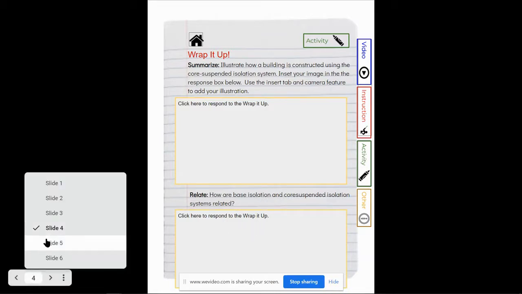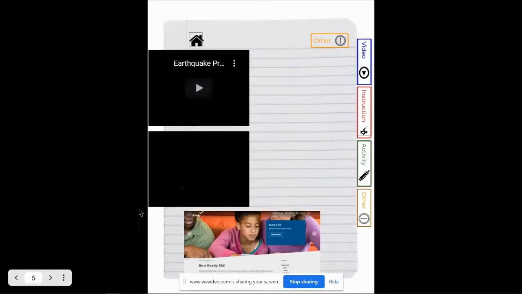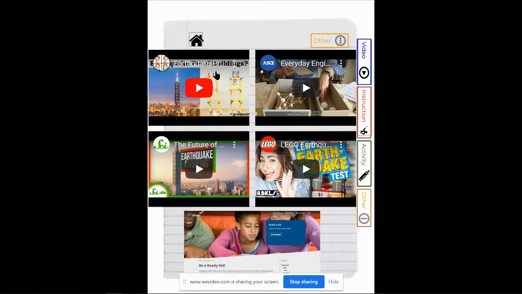Now, beyond just the core and base isolation systems, which are explained here in this video, there are other ways that buildings are engineered in order to protect them from earthquakes. In these 2 videos, you can learn more about base isolation, core isolation, and other systems that are being used.